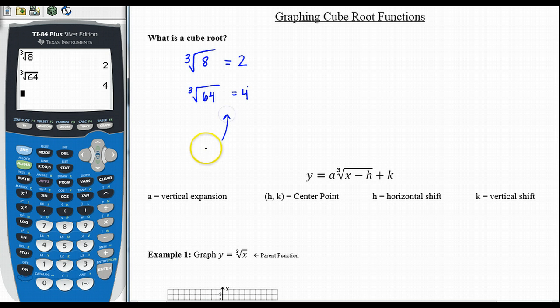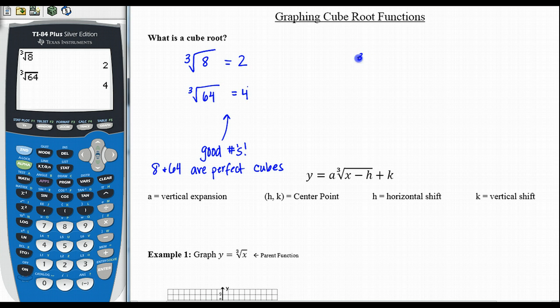So now these are good numbers, right? We all know how to count to 2 and 4. So we would say, okay, 8 and 64 are perfect cubes because once we take the cube root, we get a whole number. That's what we're looking for.